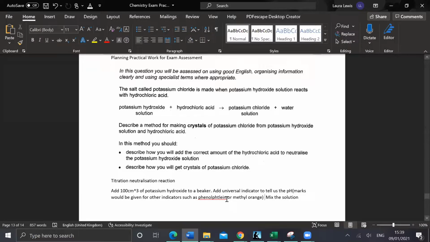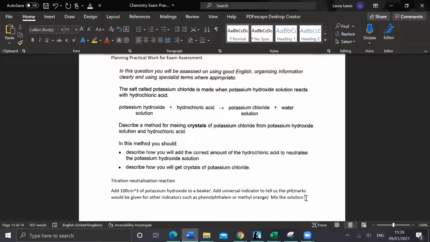Okay, so I'm going to just need to correct my spelling there. So it's phenolphthalein. Don't worry too much yet about trying to spell it. They'll know what you mean, and it's quite an odd word to spell. Okay, phenolphthalein or methyl orange, or universal indicator. Don't worry about spelling, just any indicator is fine. I'm just saying you may have seen other indicators other than universal, which is also fine.